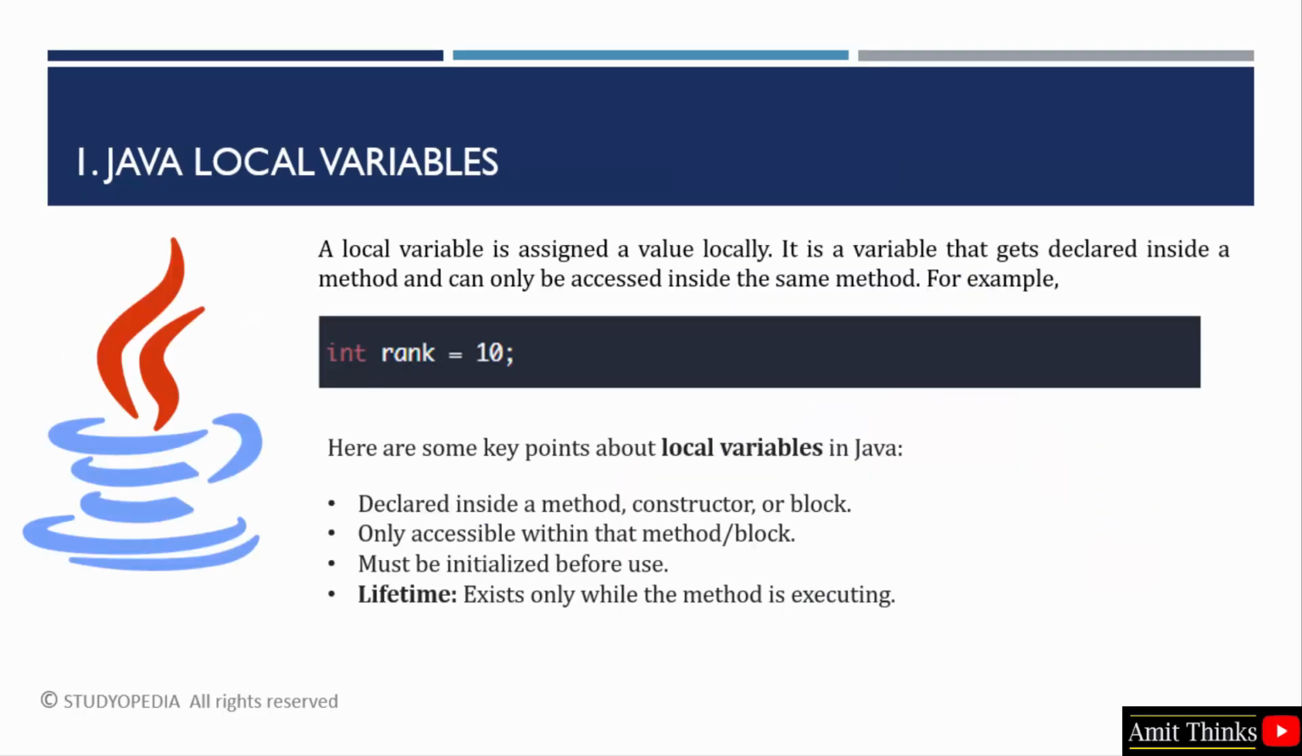The first one is local variable. Local variables are declared inside a method or block. It is only accessible within that method. It should be initialized before use. Its lifetime exists only while the method is executing. So here we have created a local variable, that is int rank is equal to 10. That means it is an integer variable. So this is how you can create a local variable.